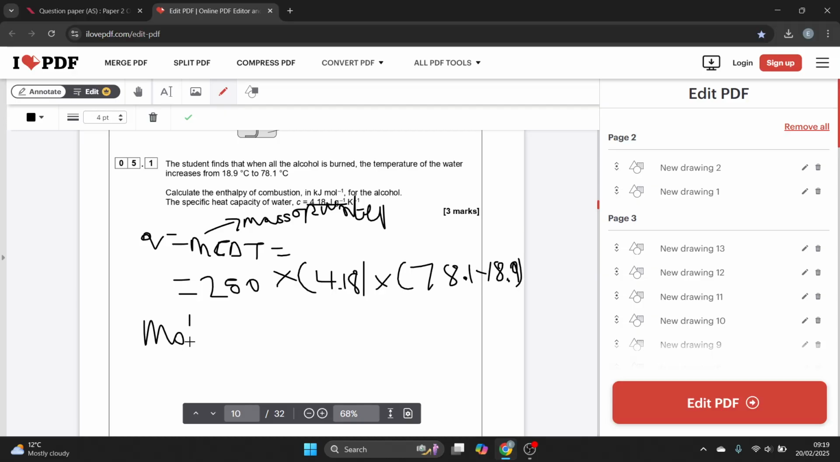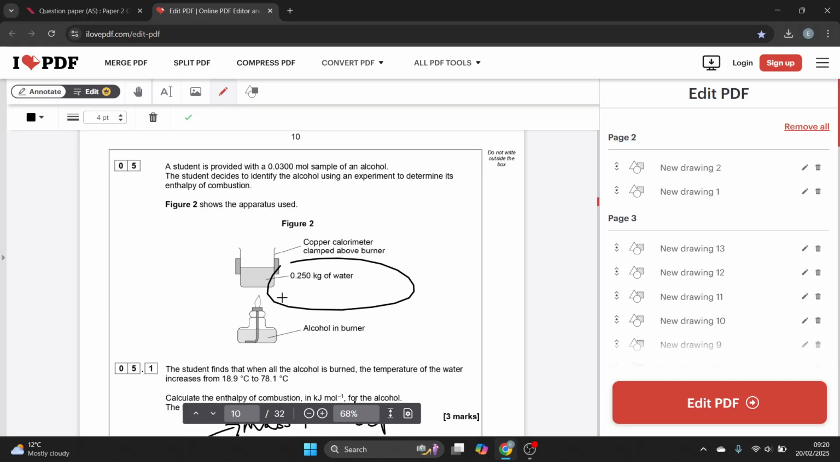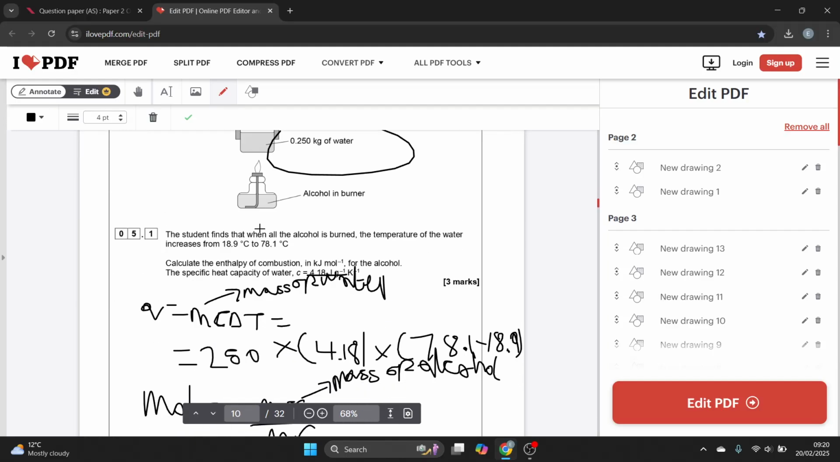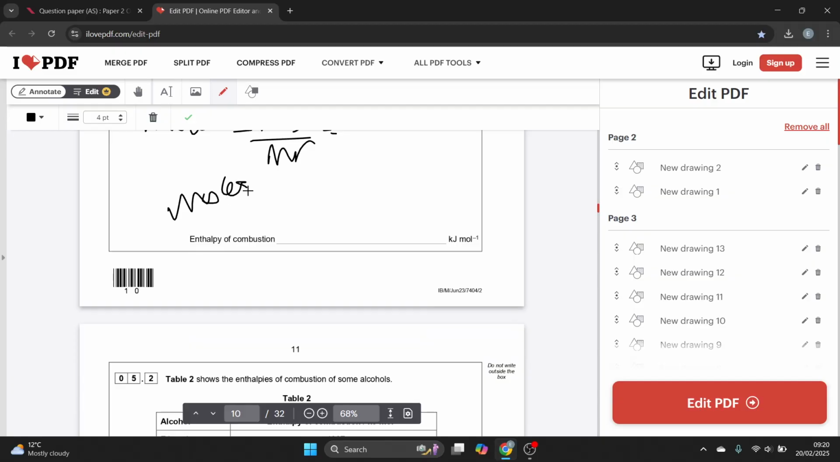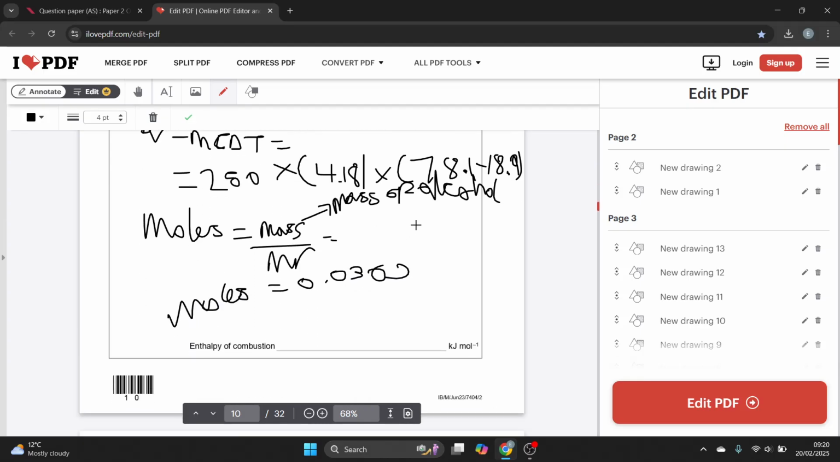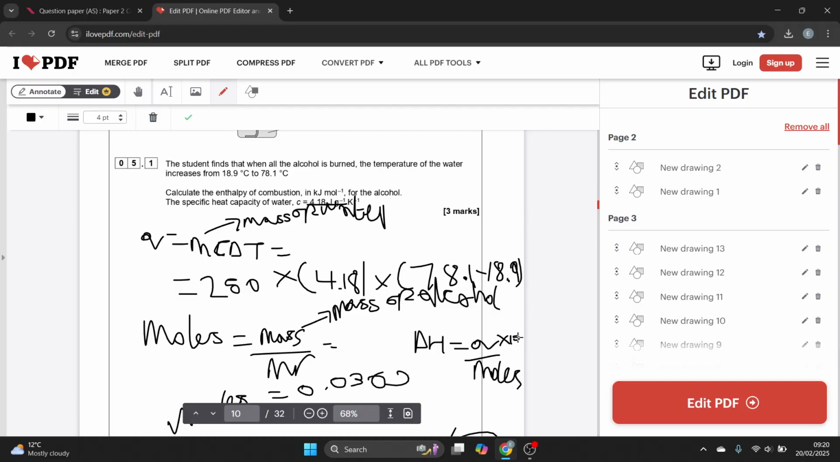Then the moles, which is just the mass, well, the mass of what? It's the mass over the Mr, the mass of the alcohol. Which is, well, actually no, I don't even need to do that because it tells me the moles of the alcohol. So that's perfectly fine: 0.0300 moles. Then to find delta H of combustion, it's Q divided by the number of moles. But because I want delta H in kilojoules per mole, I'm going to divide Q by 1000.